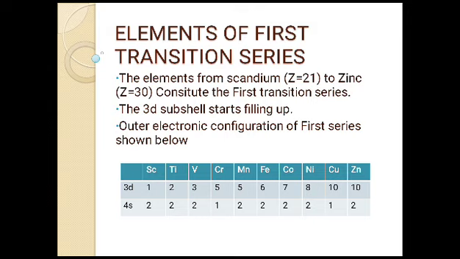This is due to the additional stability gained by the atom when the d subshell is exactly half filled or completely filled. Accordingly, one of the 4s electrons moves to the 3d level in the atoms of chromium and copper. The 3d level in the case of chromium gets exactly half filled, and that in the case of copper gets completely filled.